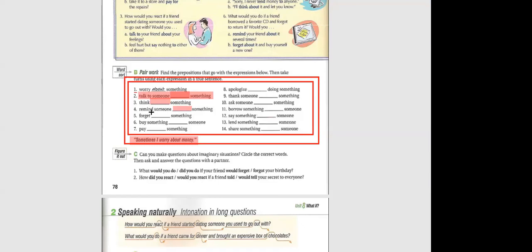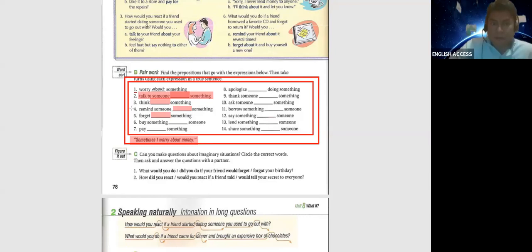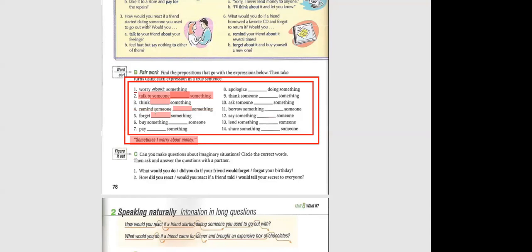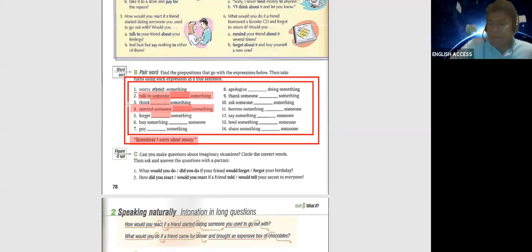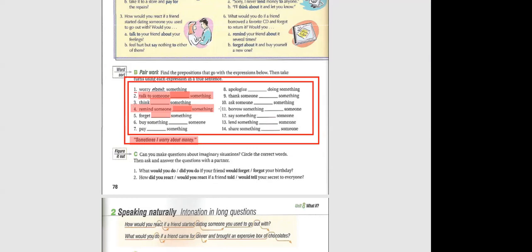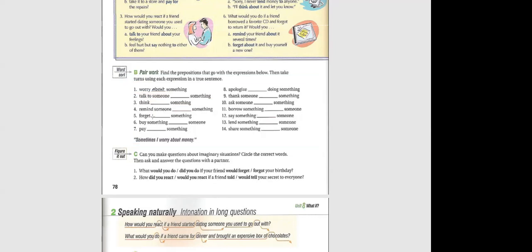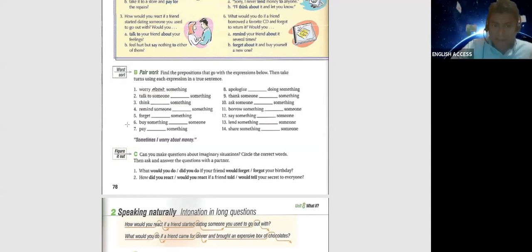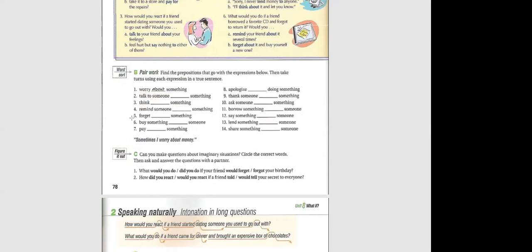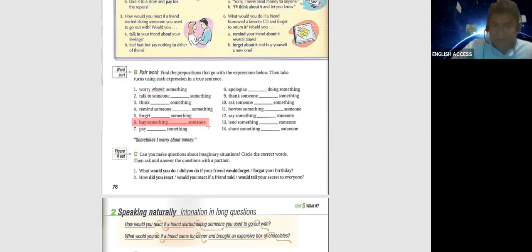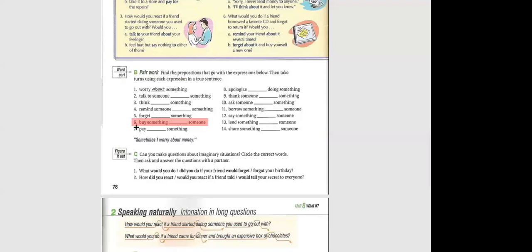Next, number four. You say the complete sentence. Number four. Bobby, Karen, number four. Remind someone about something. Number five. Forget about something. Six. Buy something for someone, yes, for. Number seven.